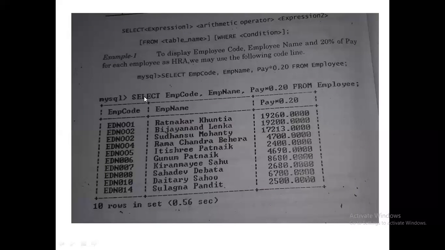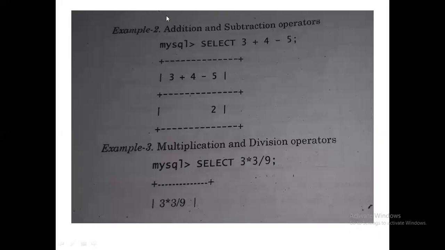So here you have to select the columns. I want to see the columns employee code, employee name, and I want to see the column pay as pay * 0.20. This star is an arithmetic operator, the multiplication operator, pay is an operand, and this is an arithmetic number, from the employee table. So this is the output here. Original pay is multiplied by 0.20 and the output is here. So in this way you can use the arithmetic operator in queries.